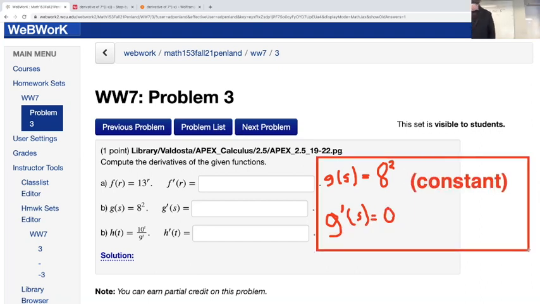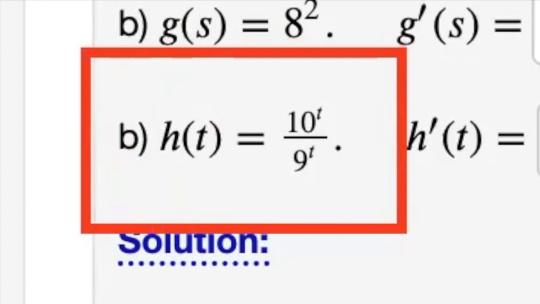Now the last one is the tricky one, the trickiest one: 10 to the t over 9 to the t. When we first start out, this looks like a ratio or a quotient. But in this case, we actually don't need that.